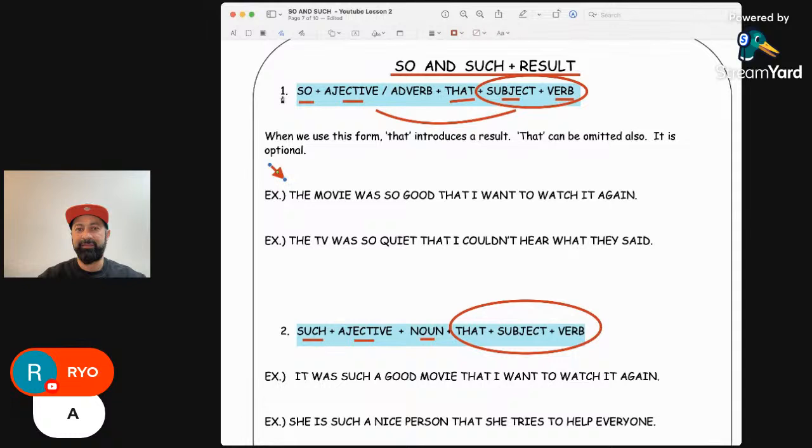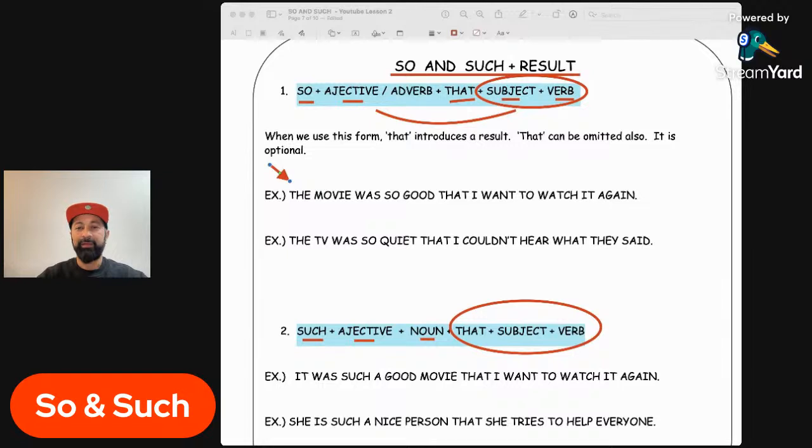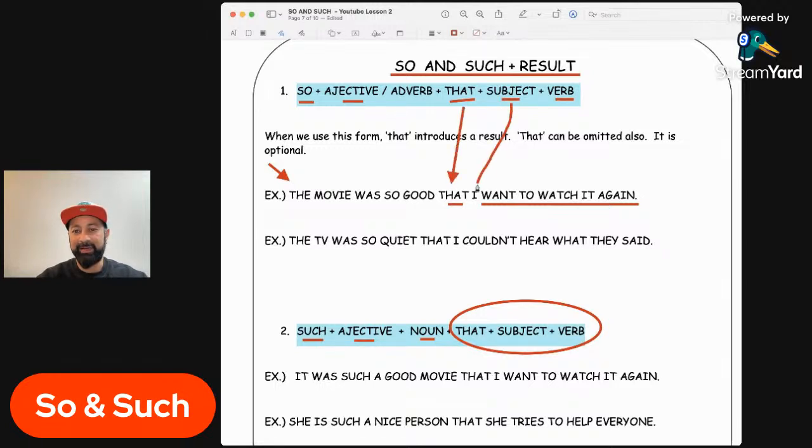So let's look at an example sentence. It says, the movie was so good. We've already learned that. The movie was so good. The movie was very good. So we want to add extra information. We want to add a result to this. So, the movie was so good that I want to watch it again. Now, after the that, our subject is going to be I. And then our verbs, we've got want to, and we've got watch. So we're giving extra information about the movie. The movie was so good that I want to watch it again.